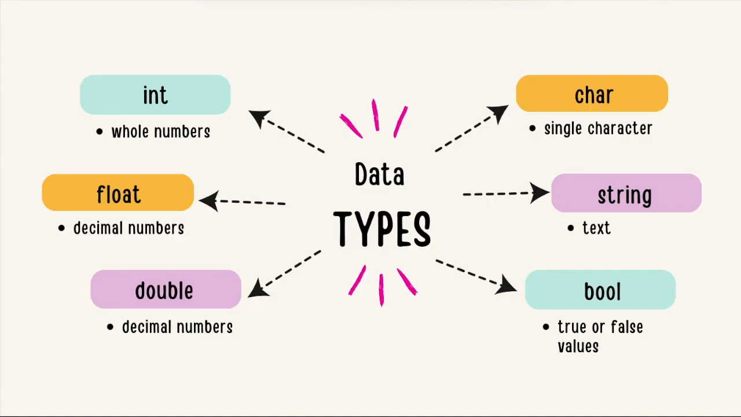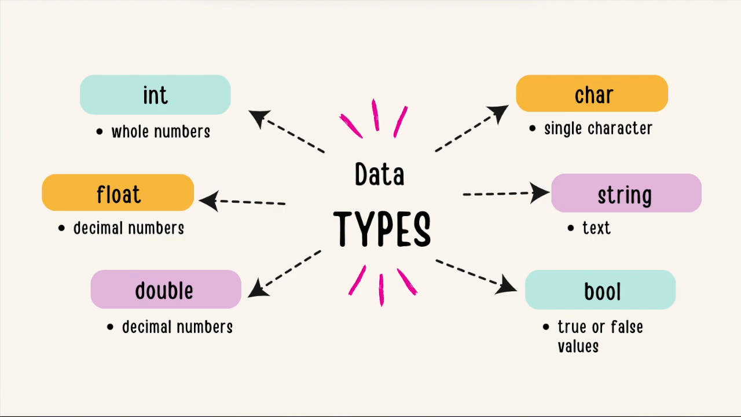Let's understand different data types. There are 6 data types that we have to study: int, float, double, char, string, and bool. Int is used for whole numbers, float and double for decimal numbers, char for single character, string for text, bool for true or false values.